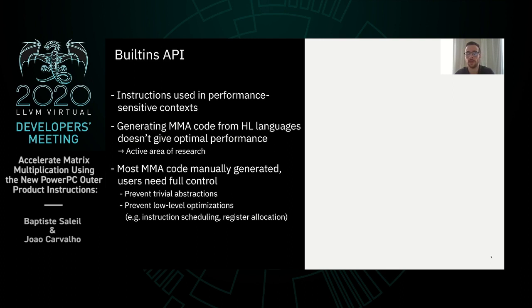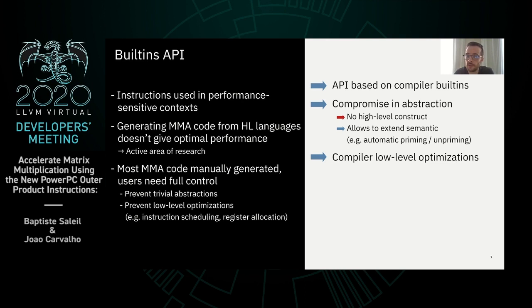But of course, manually writing the code prevents from using instructions, and we also do not benefit from the low-level optimizations that the compiler may offer. So to solve these issues, we've designed an API that is based on compiler built-ins. And we think that this API is actually a good compromise in abstractions because, of course, we still have no high-level constructs with this API, but we can add some abstractions and easily extend the semantics of the instructions. And yeah, we also benefit from the low-level optimization from the compiler.